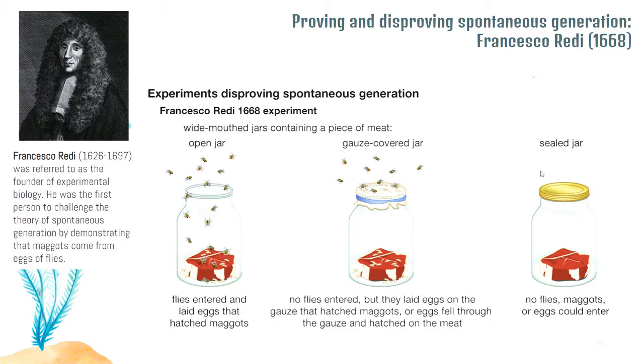So this led him to conclude that if there are no flies entering the jar, then no maggots will form, because the maggots are actually the offspring of those flies. This was a challenge to spontaneous generation, which tells us that life can come from non-living matter, that maggots will come from this non-living meat. But actually, what he was able to prove is that if the flies cannot enter and lay eggs, no maggots will develop. So this was quite a revolutionary proposal, revolutionary findings, and one of the first major challenges against spontaneous generation.